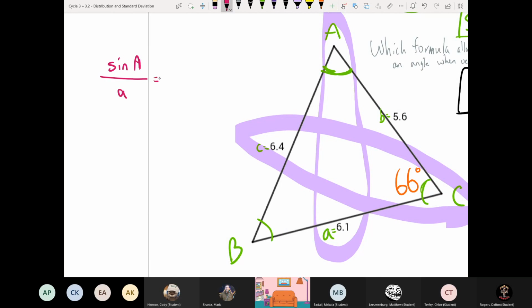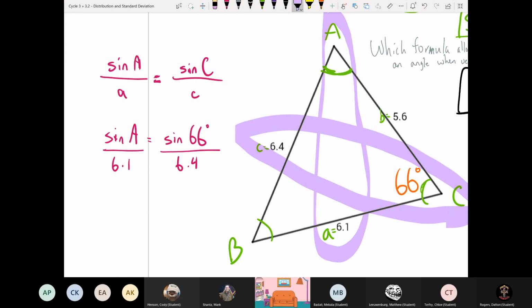Now I'm rearranging this, and you're probably wondering, wait a minute, I thought sine A has to be on the bottom. Well, it turns out it doesn't, as long as we're consistent. It doesn't make a difference. So I'm going to put all the sines over top of the letter. In this case, sine A, I don't know, and I want to find angle A. But I have a value for side A, which was 6.1. And now I have a value for angle C, which is 66. And I have side C, which is 6.4.